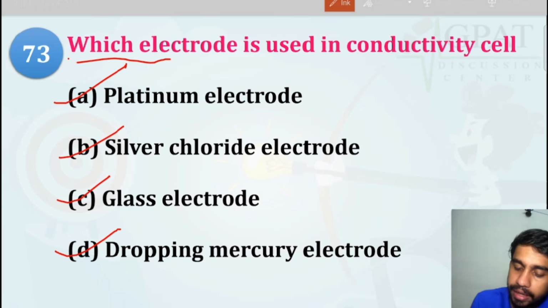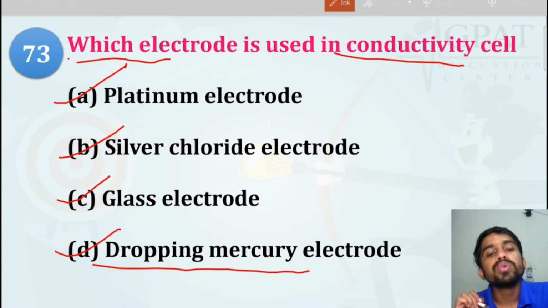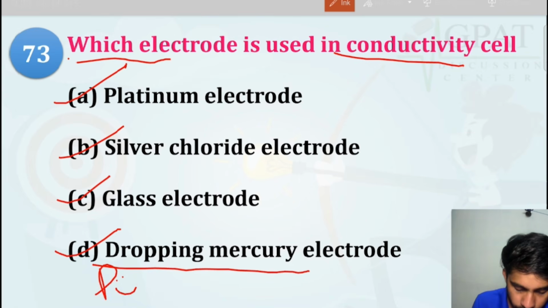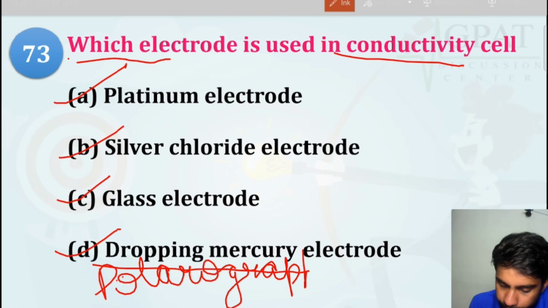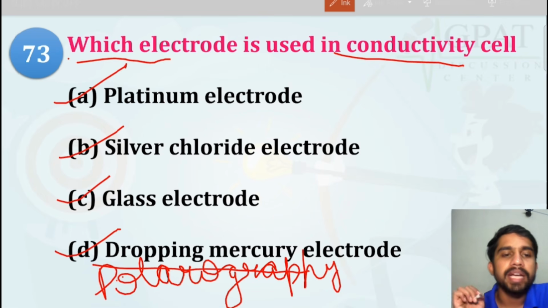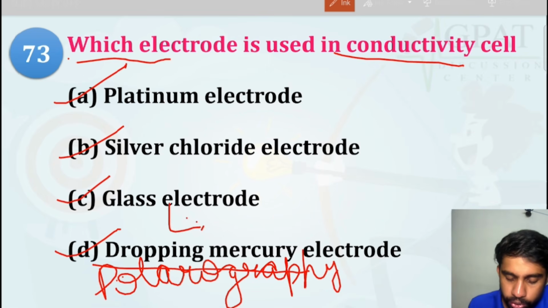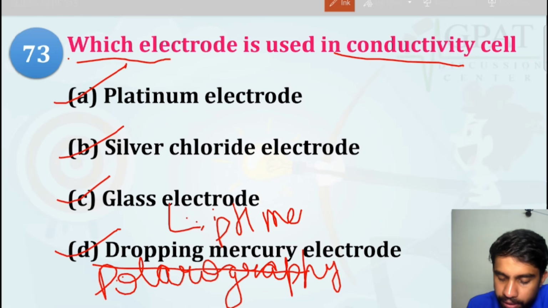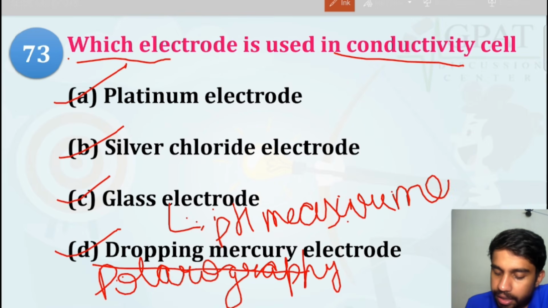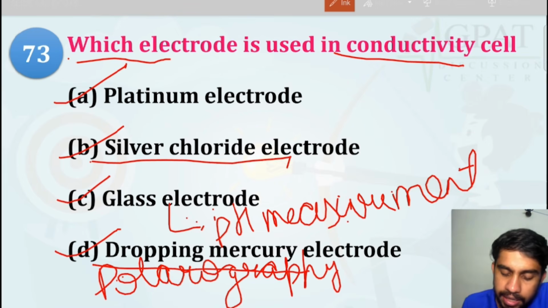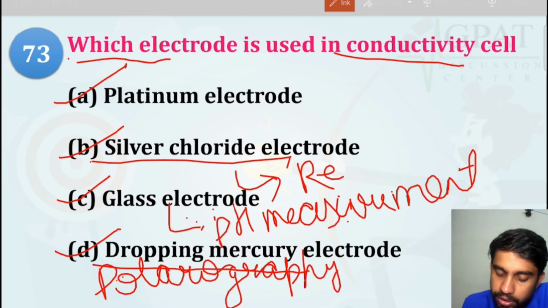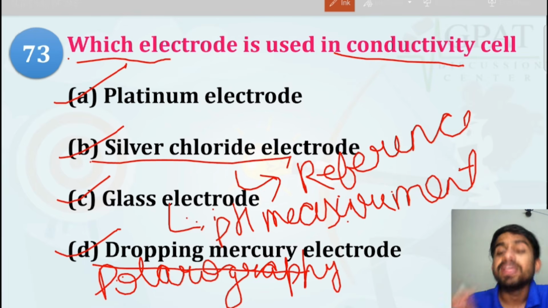So here, in a conductivity cell, if we talk about the dropping mercury electrode, where do we use it? We use it in polarography. If we talk about the glass electrode, it is used in pH measurement. And if we talk about the silver chloride electrode, it can be used as a reference electrode.